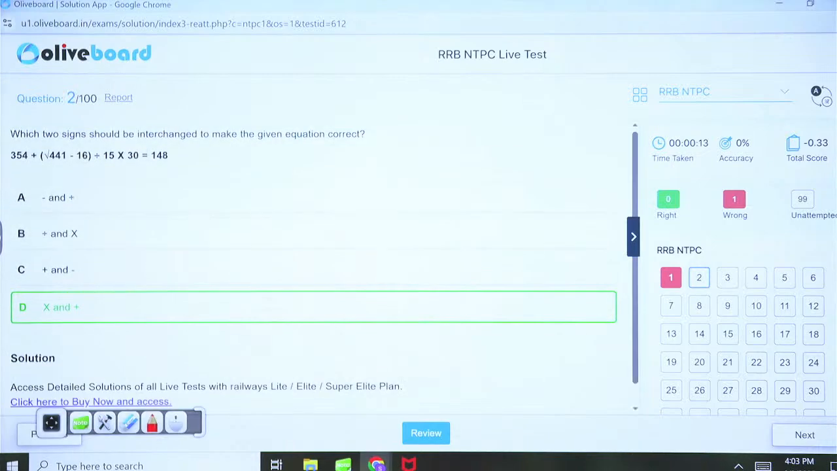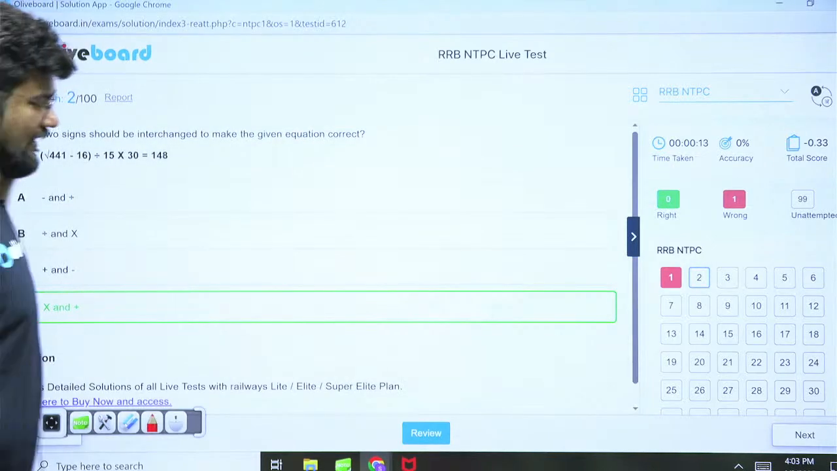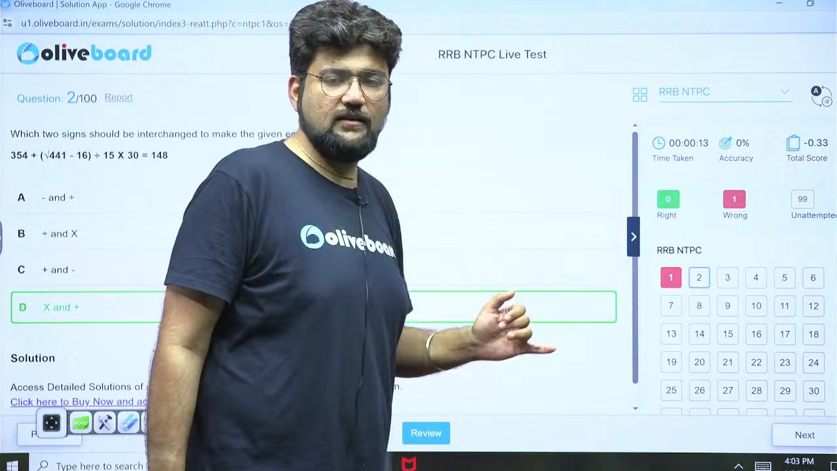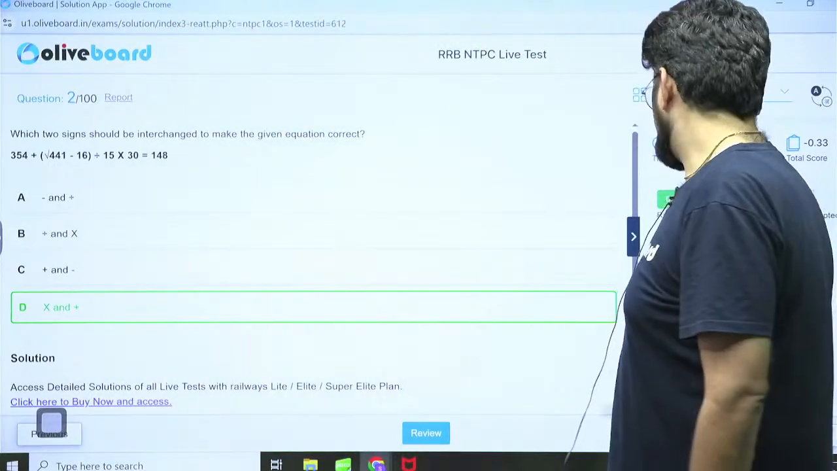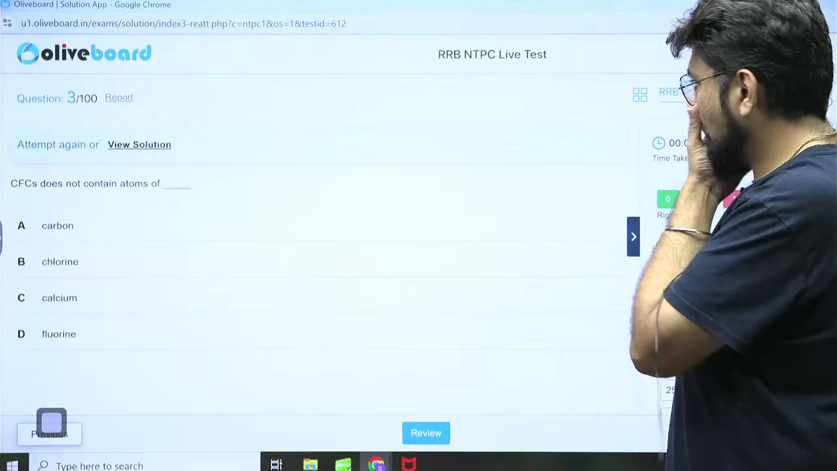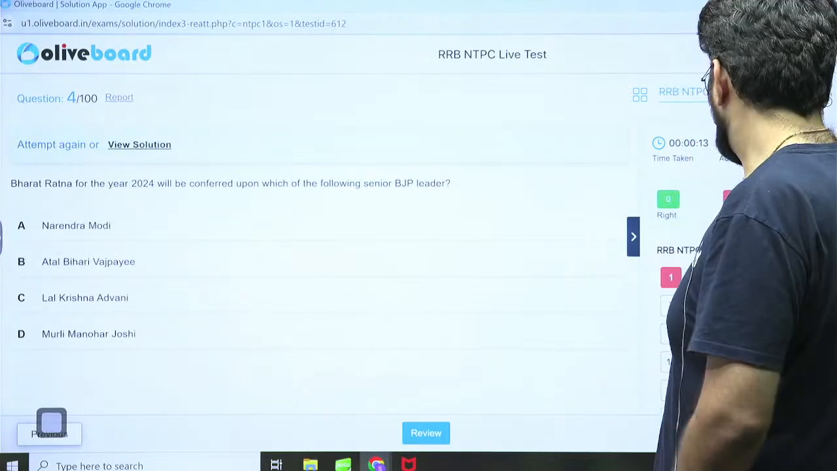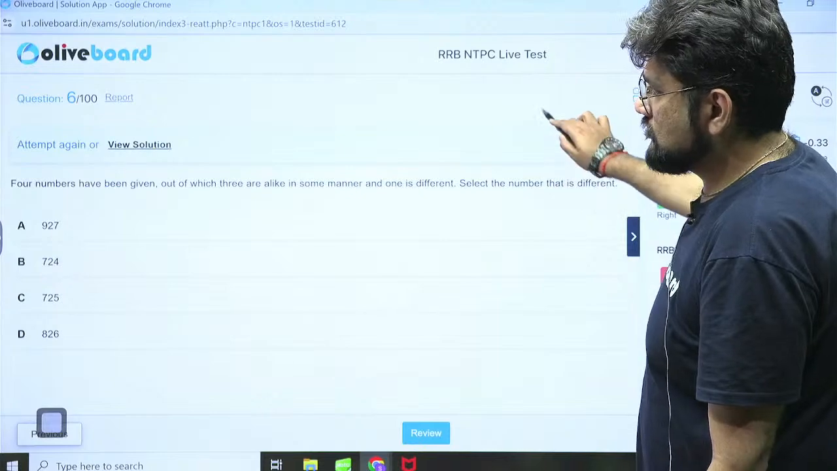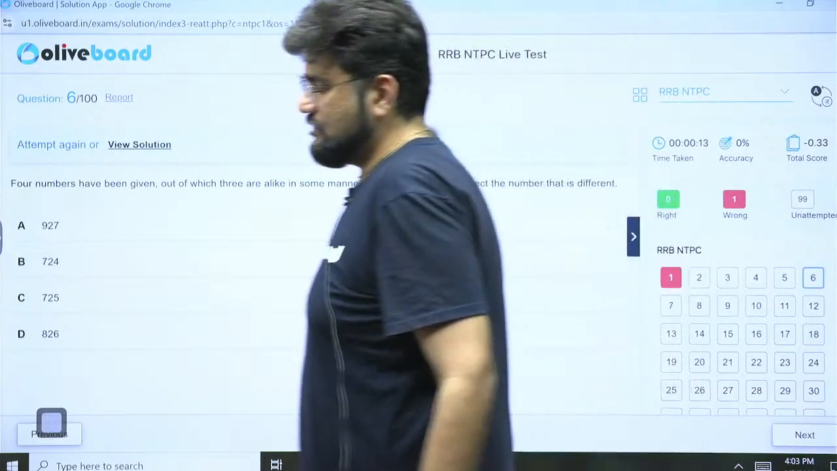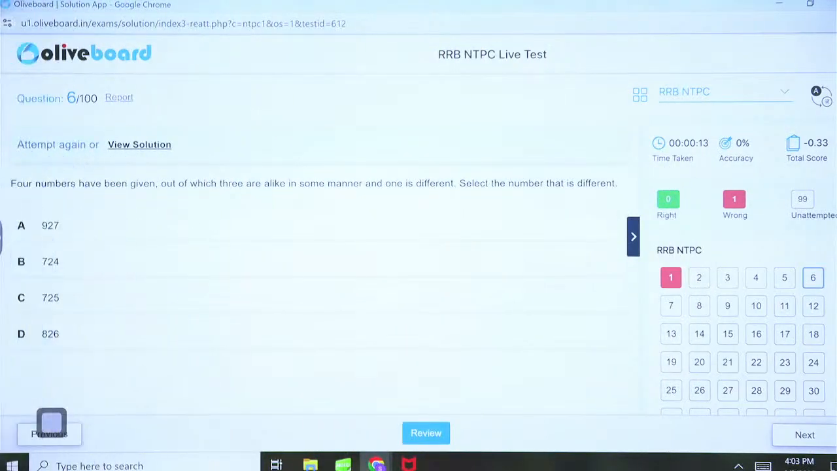In the examination, you don't have to verify it. You can just understand by elimination that the question was pretty easy and you can get your answer. Okay, let's look at the next question. Typical NTPC question. Just check this out. Typical NTPC question.